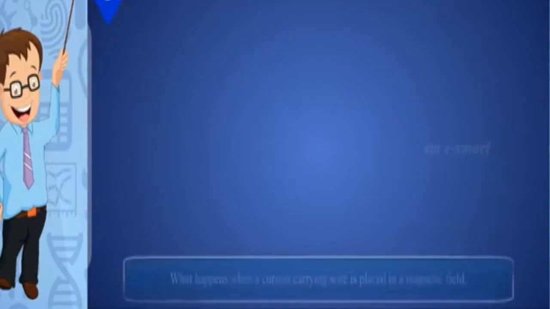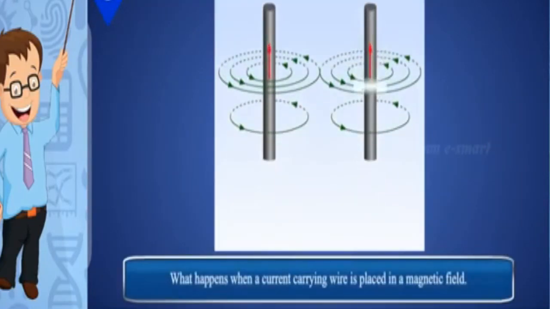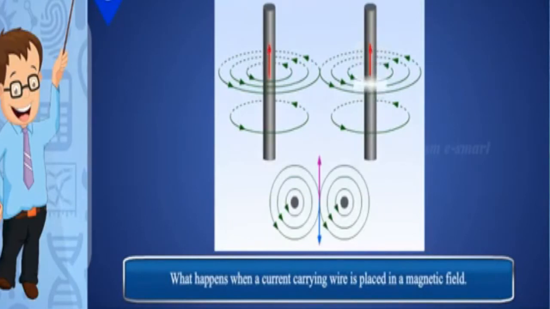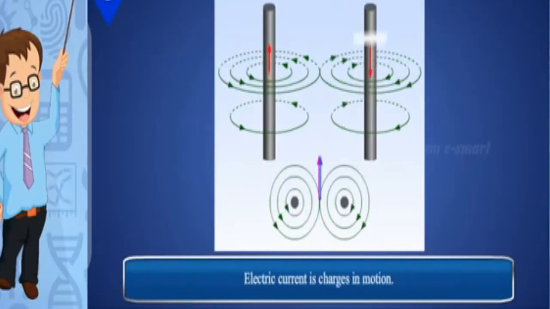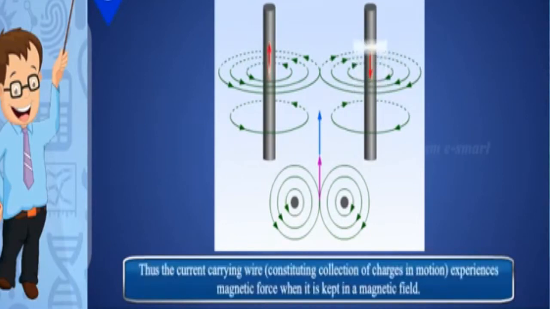What happens when a current carrying wire is placed in a magnetic field? Electric current means charges in motion. We know that each charge experiences a magnetic force. Thus, the current carrying wire, that is, a collection of charges in motion, experiences magnetic force when it is kept in a magnetic field.